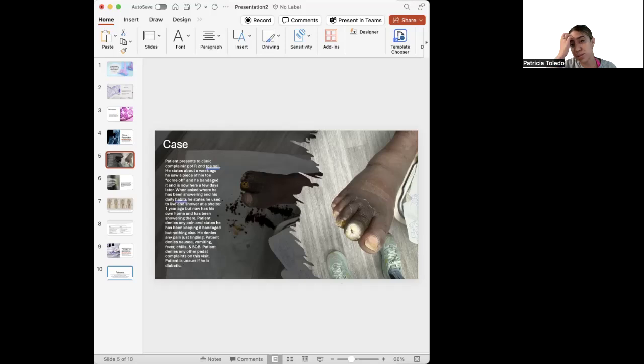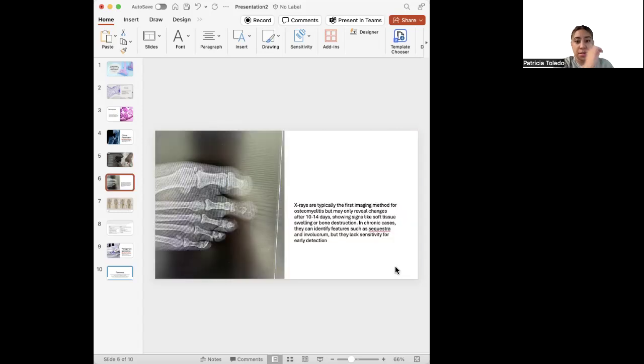So I suspect osteomyelitis. I spoke to the attending, I ordered an x-ray, which as one of my articles states is typically the first imaging method for diagnosing osteomyelitis. So here's his x-ray. Right here, second toe, it's clear.